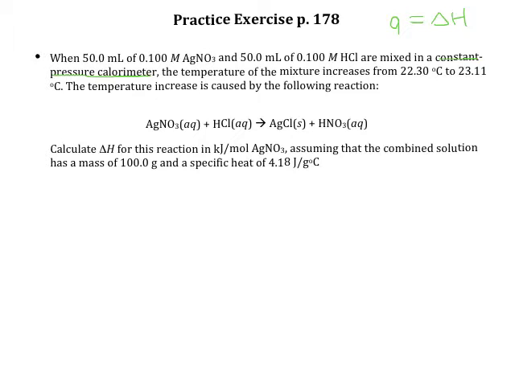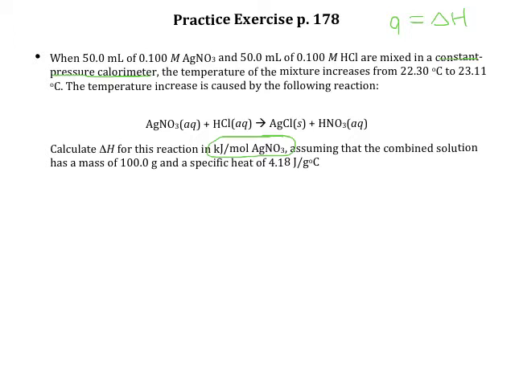So we're mixing two liquids. We have a reaction that's taking place, and you can see from the reaction that this is a precipitation reaction. And they're asking us what we have for the delta H of the reaction. We should note that they're specifically asking us for the delta H in units of kilojoules per mole of silver nitrate. So that's going to help us understand exactly how to break down the solution.